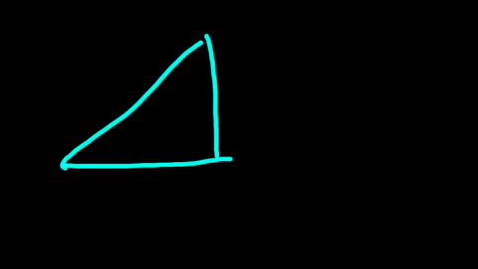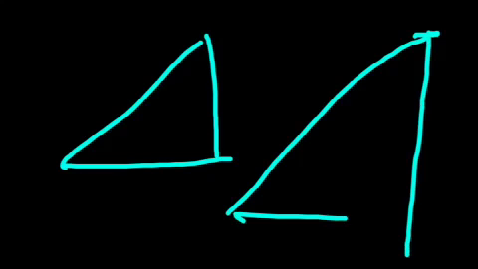Congruence, however, means they have to be exactly the same: same shape and the same size. For example, something like this. These are similar, but not congruent. That's probably the closest to a congruent triangle as I can get. Okay. Similarity is not hard, really.